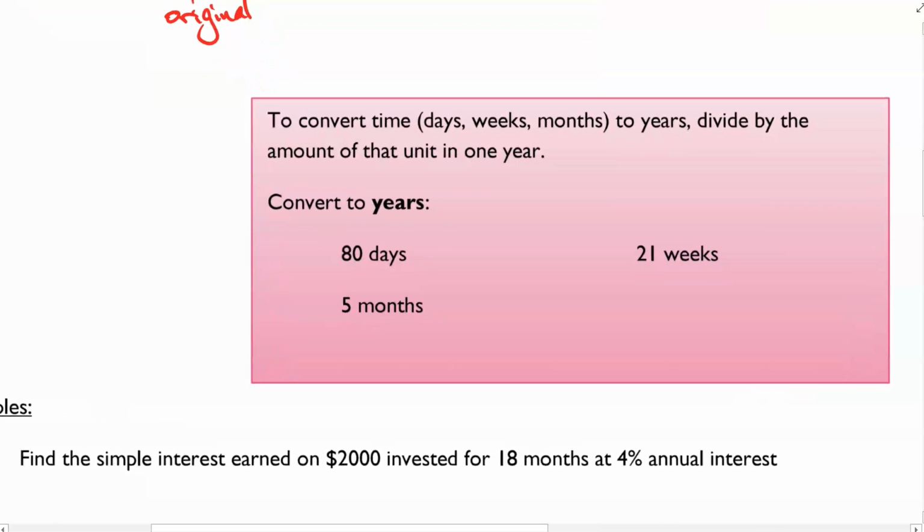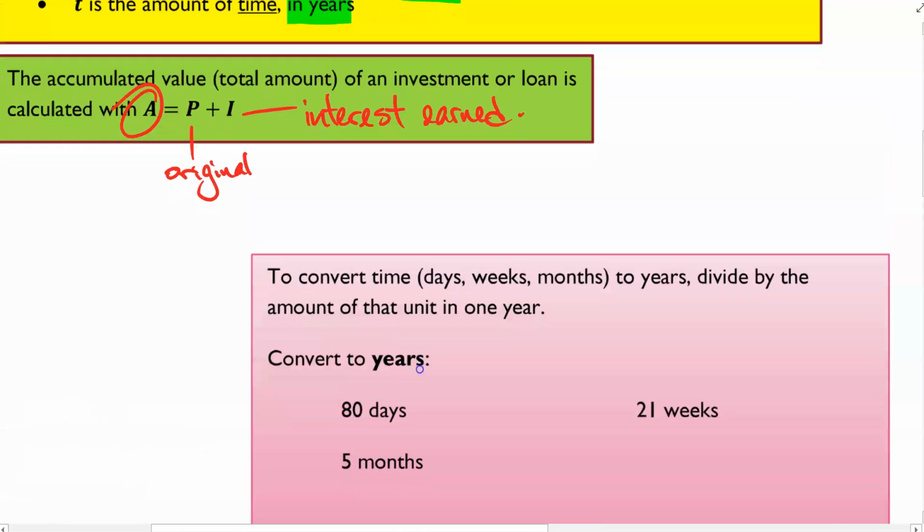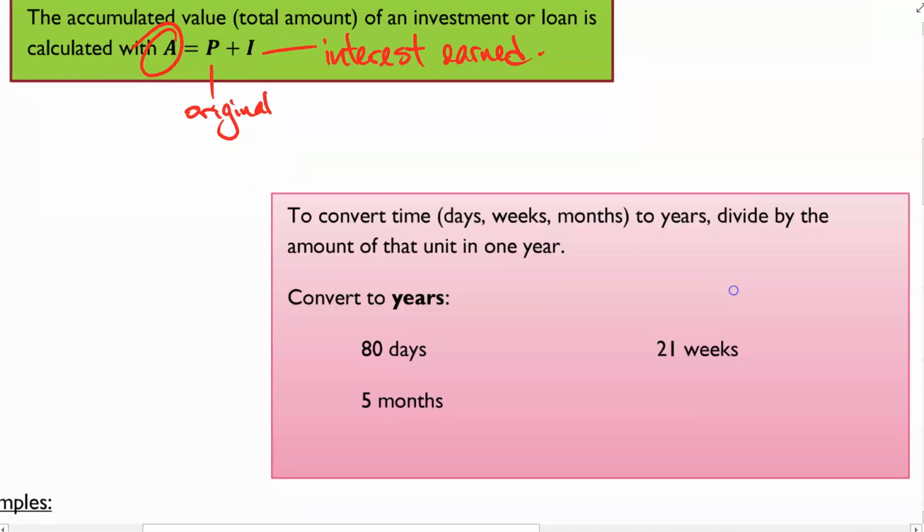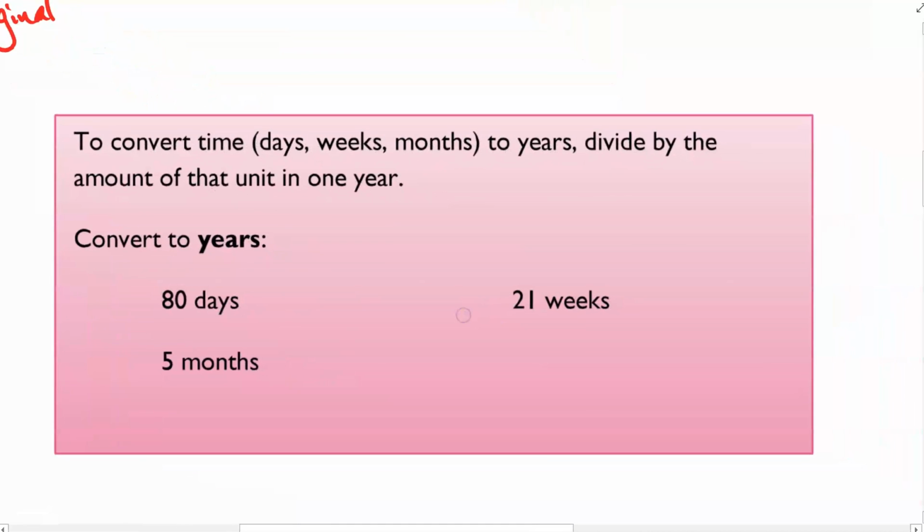So if we need to convert time, and that is something we need to do, because T, right up here, is the amount of time in years, we have to convert things into years, right? So if the question doesn't give you something in years, you're going to have to convert it into years.